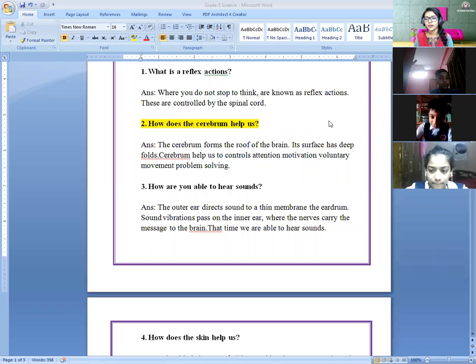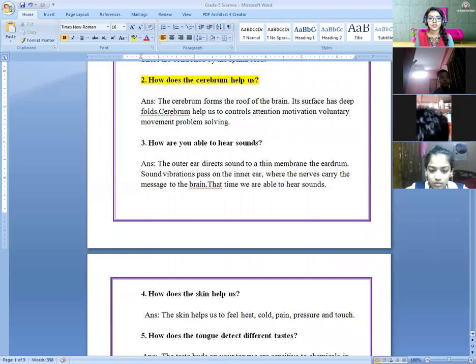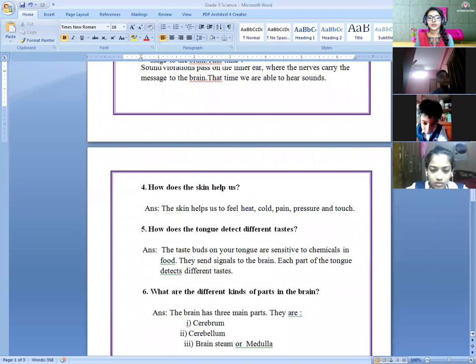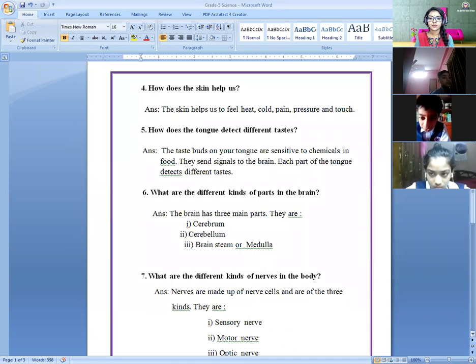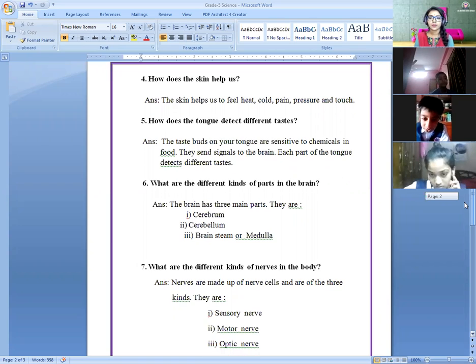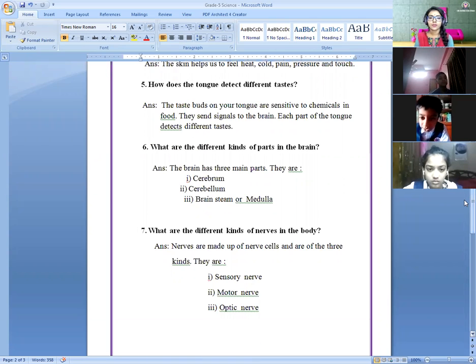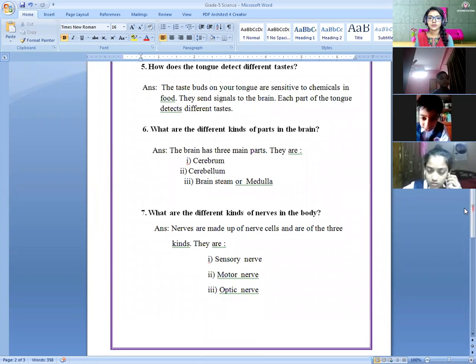Okay, Mashroor, you are not interested in reading, right? So Tawfiq will read the fourth and fifth, and the sixth one Mashroor will read. How does the skin help us? The skin helps us to feel cold, pain, pressure and touch. Number five, how does the tongue detect different tastes? The taste buds on our tongue are sensitive to chemicals in food. They send signals to the brain. Each part of the tongue detects different tastes. Okay. The sixth one Mashroor will read.